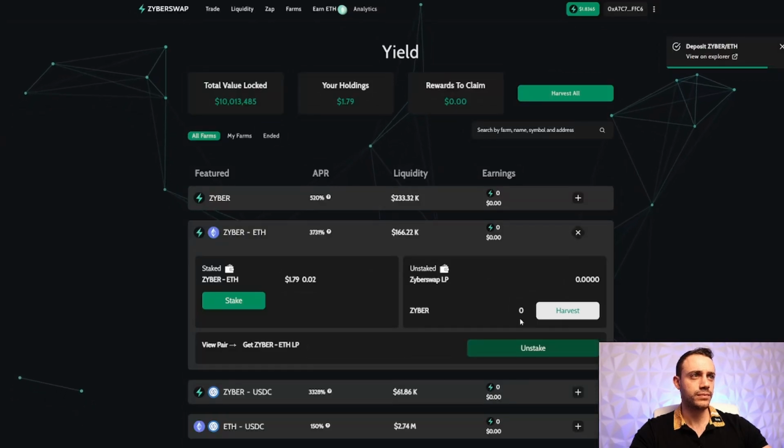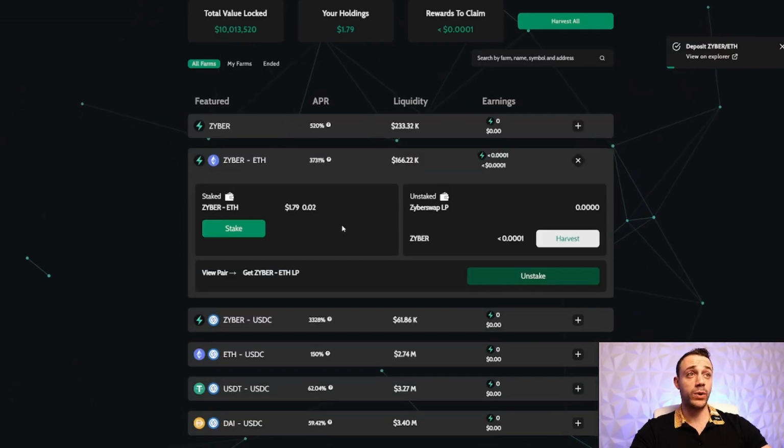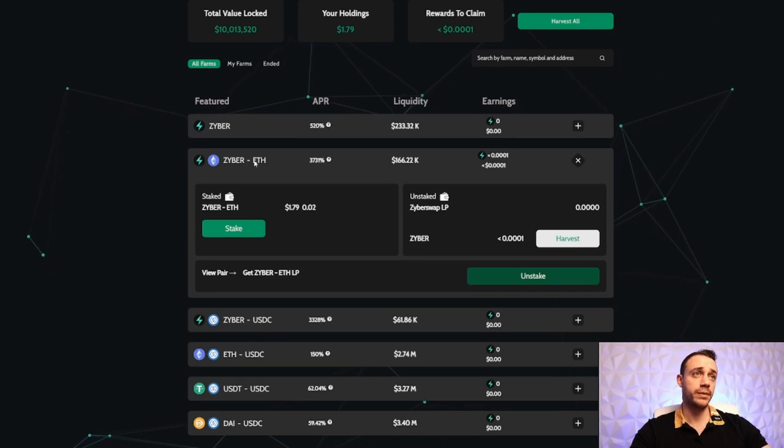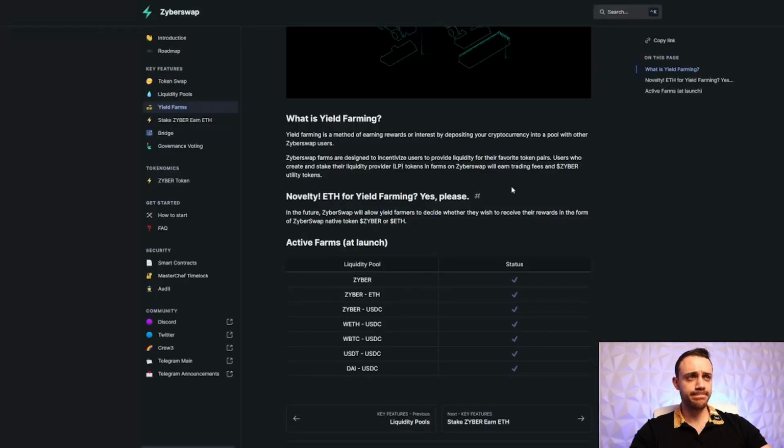Okay, it's in. Perfect. So now we are staked in this pool and we are earning a reward of 3,731% APR. And again, that is paid out in the ZYB token. We can read right here: in the future, ZyberSwap will allow yield farmers to decide whether they wish to receive the rewards in the form of ZyberSwap native tokens or Ethereum, right?